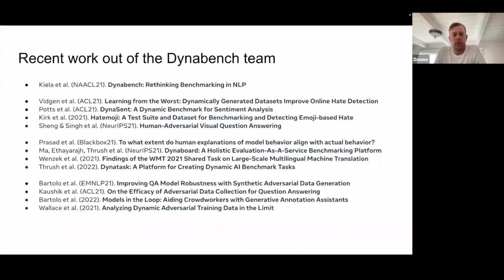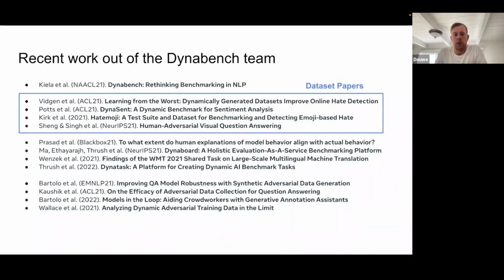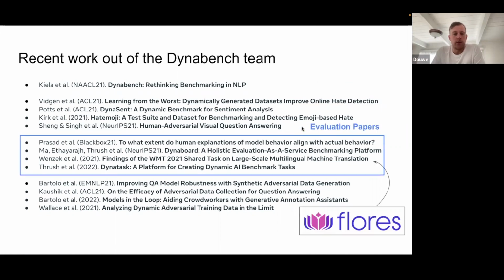So we have been writing a bunch of papers coming out of the team. This is just a recent overview of papers coming out of the project. This one here is the overview paper, and then we have some data set papers. This is a hate speech data set. This is sentiment analysis, another hate speech data set focused on emojis. Here's one on visual question answering. These are all created using this process.